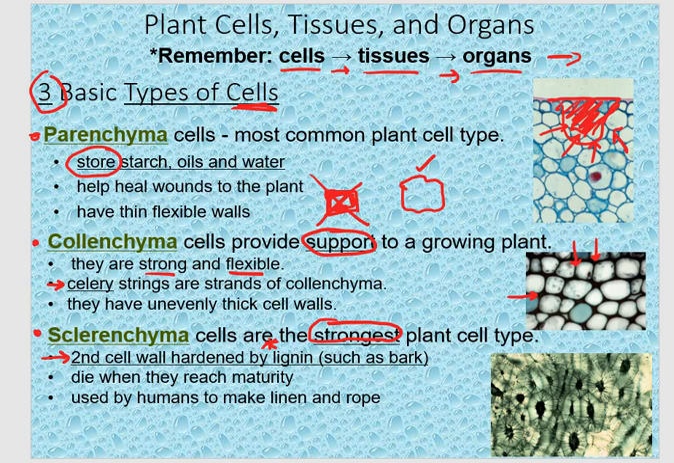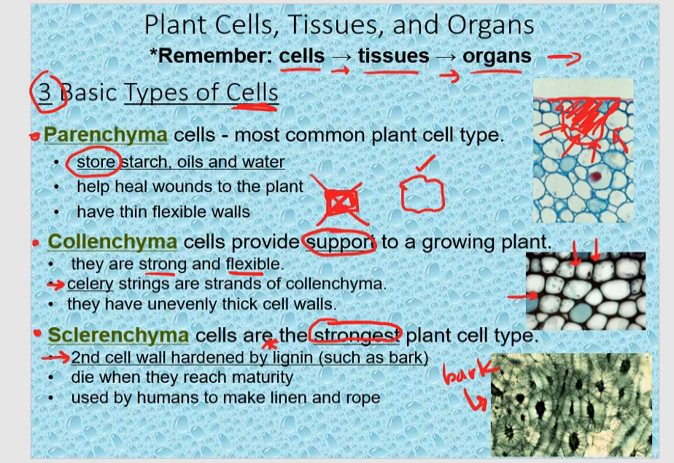pieces of lignin around the cell. So you think about bark on a tree. Bark on a tree is a very thick, hard layer. That's what it's made of. It's made of this lignin chemical.